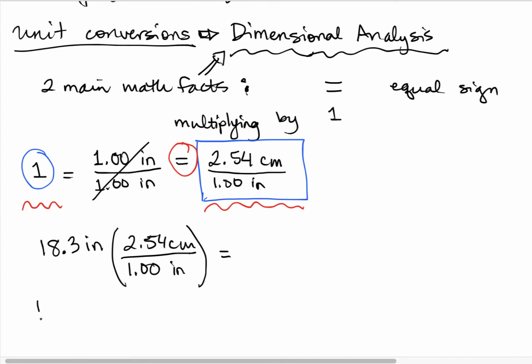So if 18.3 inches is this long, I have not changed the amount of space that this distance takes up when I multiply it by 2.54 centimeters divided by 1 inch, because this is the same thing as 1. And so I know this doesn't change by the incredible power of multiplying by 1.